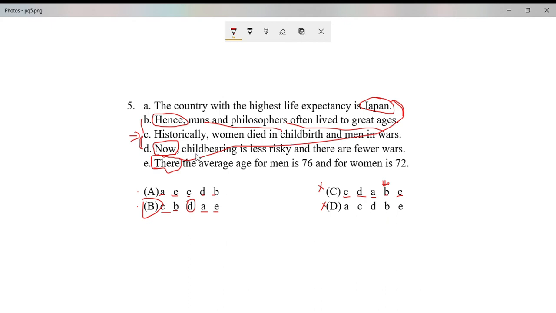But now, we don't have to worry about childbearing. We don't have to worry about wars. And then after, we bring it to the present day and age, the country with the highest life expectancy, we're expanding on what the situation is now, is Japan, and then there the average age for men is 76 and for women is 72. Japan and then there have to follow each other because there is indicating Japan, and so we have A and E that are linked. And then we talked about C and B being linked because of that hence, that cause and effect word.